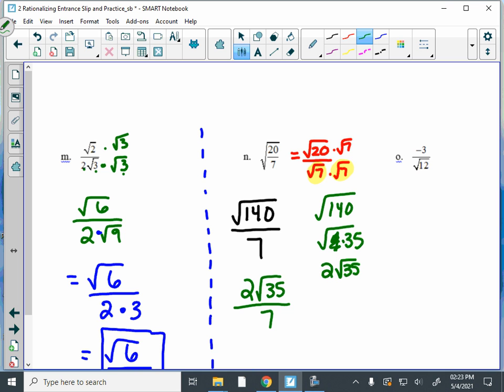The 7 doesn't simplify with the 35. One is underneath the radical, the other one isn't. 2 over 7 is already in simplest form, so we are done.